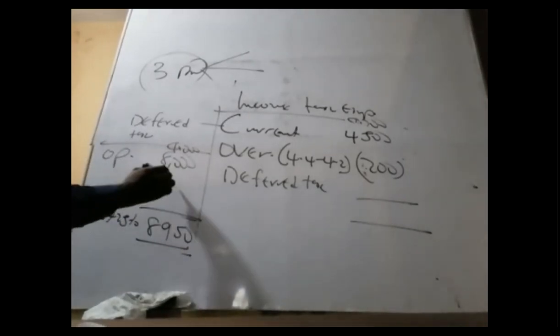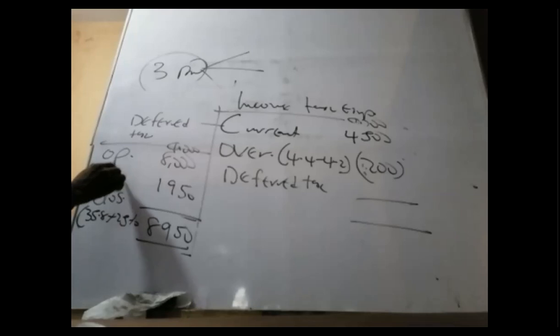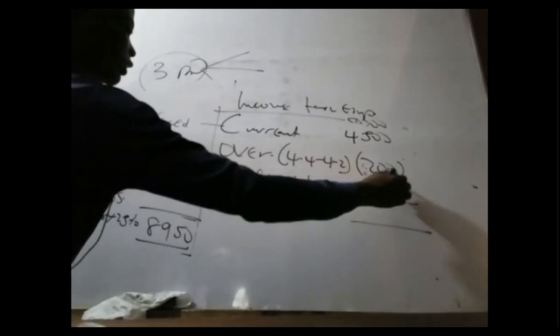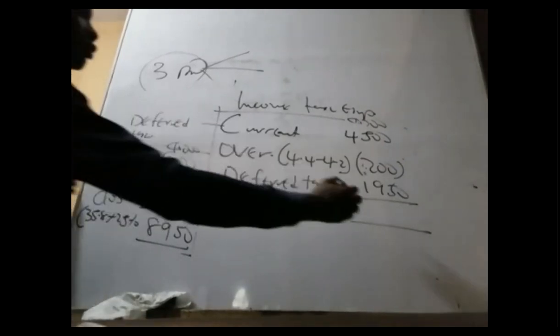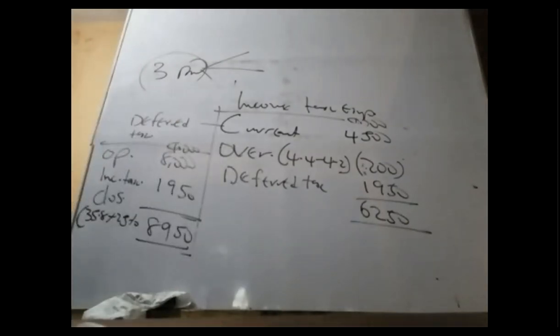So that's increased by what? 1,950. So this is going to income tax expense. So come and put it here as 1,950. You sum them up. So this 1,950 plus 4,500, now less 200. Any answer for me? 6,250, right? 6,250. Then when we come here, you are done.